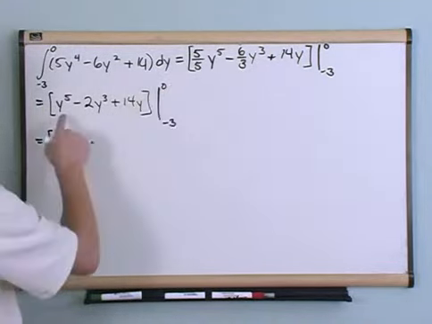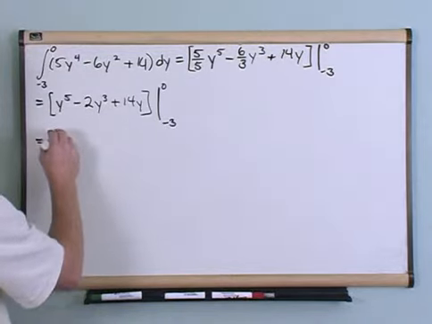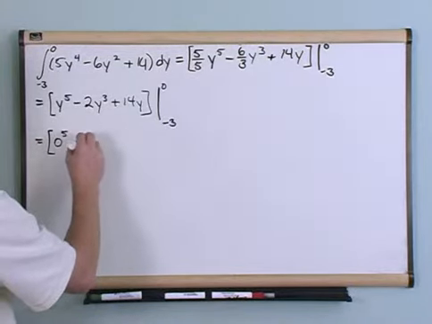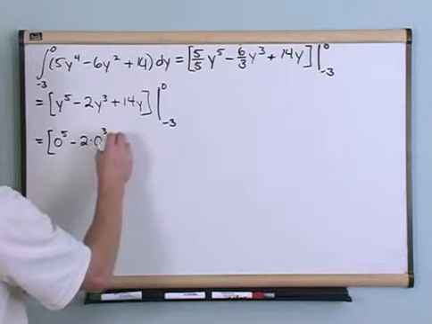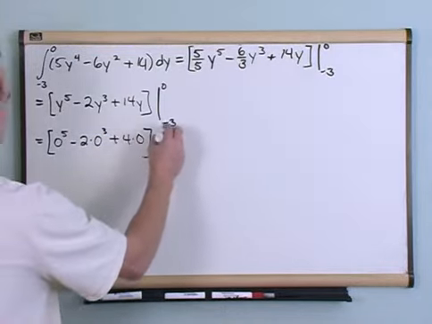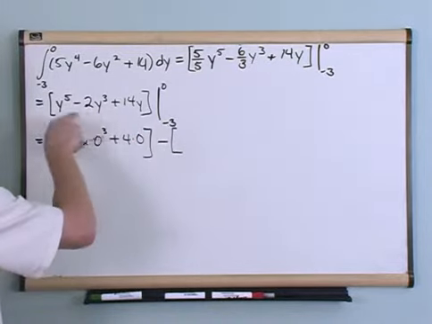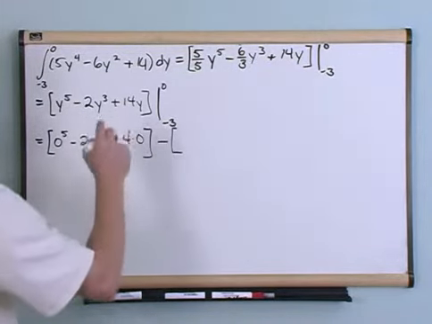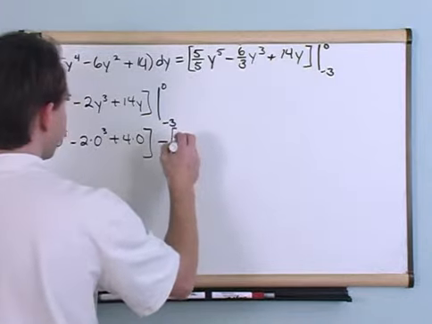plug in the top number first, you're going to have 0 to the 5th power minus 2 times 0 to the 3rd power plus 14 times 0. This whole thing is going to end up giving you a big fat 0. And then you want to subtract off evaluating this expression at negative 3. So here's where you need to be a little bit careful.